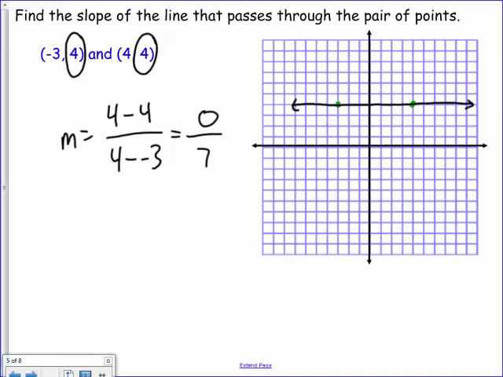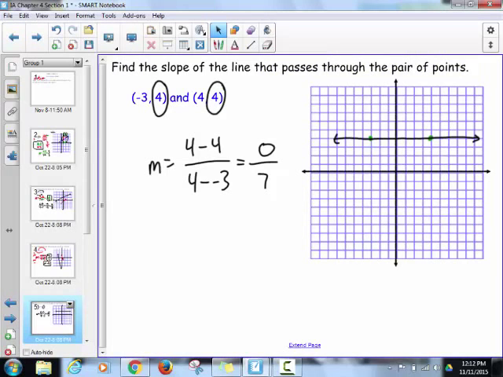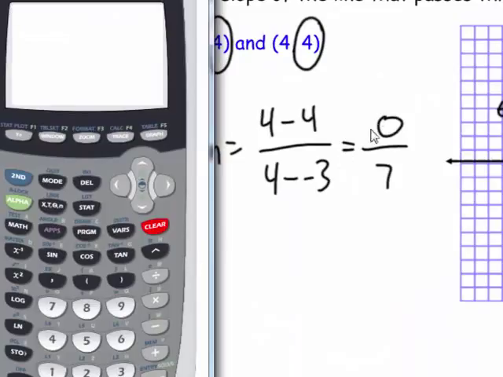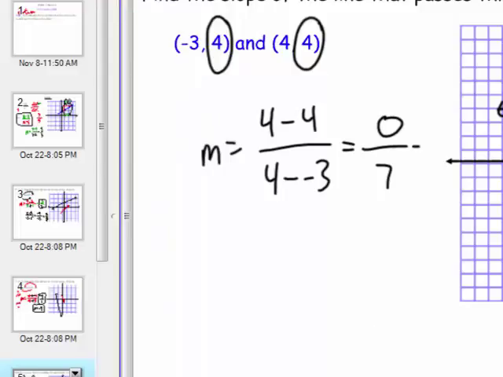Well, 0 divided by 7 is what? Just to be safe, I'm going to take my calculator because sometimes 0 can be tricky. So I like to just put this in my calculator just to make sure. So I'm going to go 0 divided by 7, and I get 0. Okay. So that equals a slope of 0.